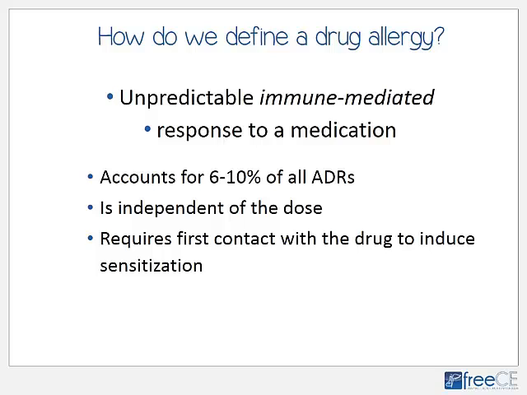Well, first, understand that it's unpredictable and it's immune mediated. It requires first contact with the drug in order to induce sensitization. So you have to have an allergen that may not necessarily be the parent drug you're administering, but even a metabolite once it gets into the body and is processed. But in any case, it accounts for 6 to 10% of the adverse drug reactions. And again, it's independent of the dose.